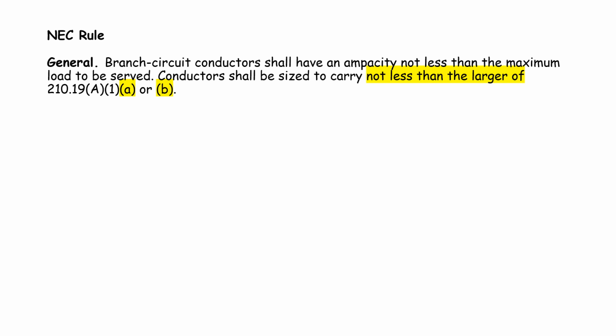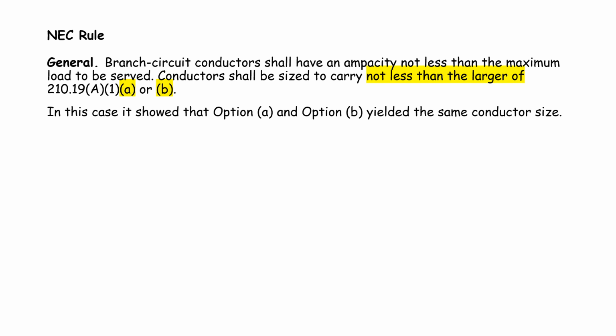Let us review the NEC rule for branch circuit conductor sizing. Branch circuit conductors shall have an ampacity not less than the maximum load to be served. Conductors shall be sized to carry not less than the larger of A or B. So that means we have to do the trial calculation. We will do option A first and then option B. Whichever results in the larger conductor, that is the conductor that we shall use for the branch circuit conductor.